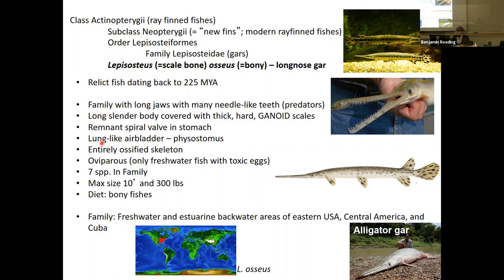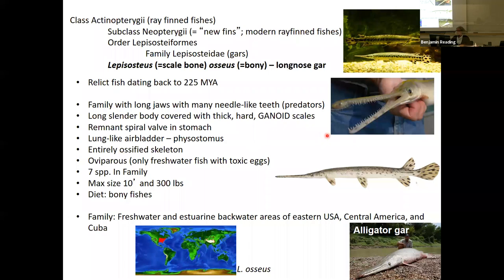They do have a lung-like air bladder. And so they're a physostome. The swim bladder connects to the esophagus and they can gulp air in and they can use this for a little bit of breathing. So gars can actually be located in backwaters where they're barely covered in water and they can actually breathe air. Entirely ossified skeleton, so they're fully bony.